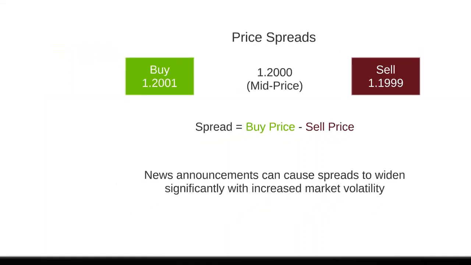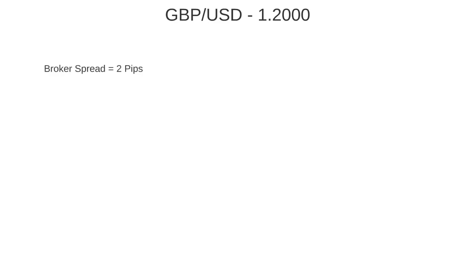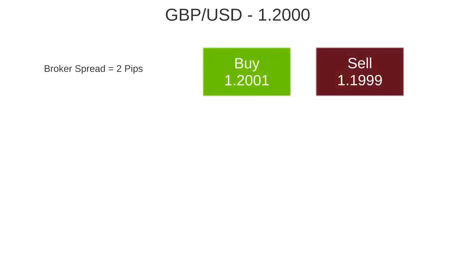Let's look at a quick example of how a spread works. Let's go back to our pound-dollar example, and the mid price the broker is quoting is 1.2000. They offer a 2 pip spread on this market, so the sell price is 1.1999 and the buy price is 1.2001.